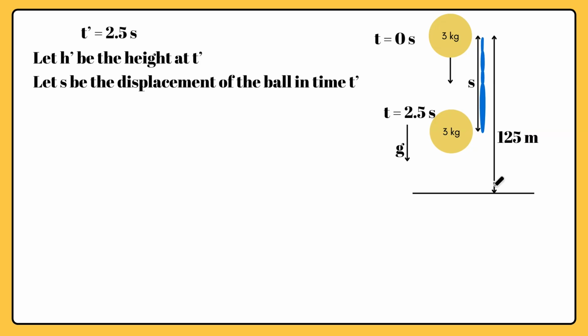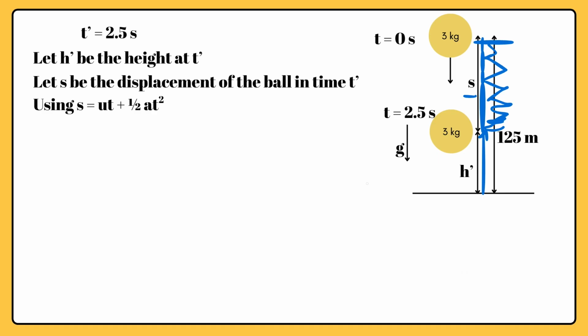We need to find the height from the ground. So this is h dash. But we don't have any ready-made equations to find this height from the ground. But we do have equations to find the displacement s. So the idea here is quite simple. First, we will find the displacement, and then if we remove the displacement from the total height, what we are left with will be h dash, the height from the ground.